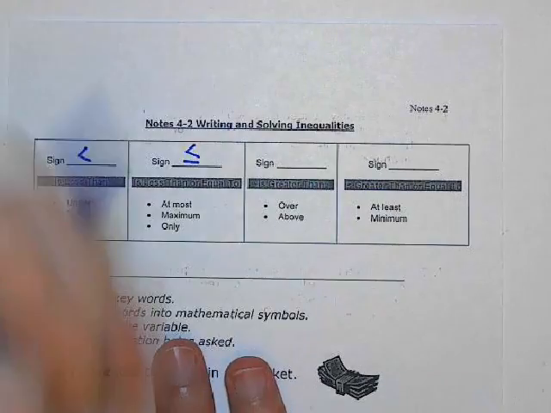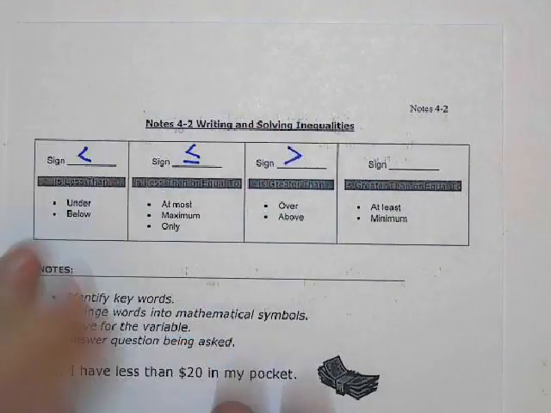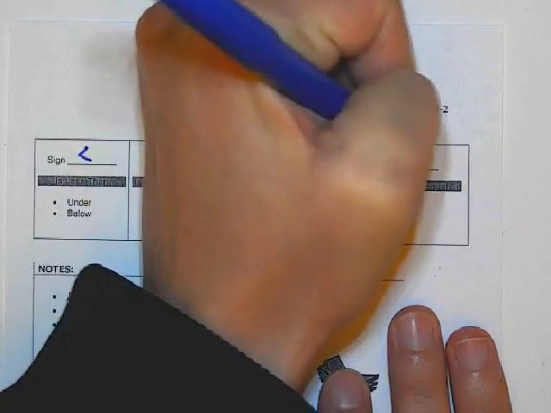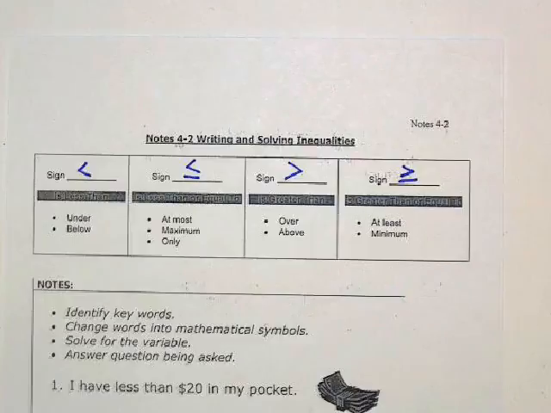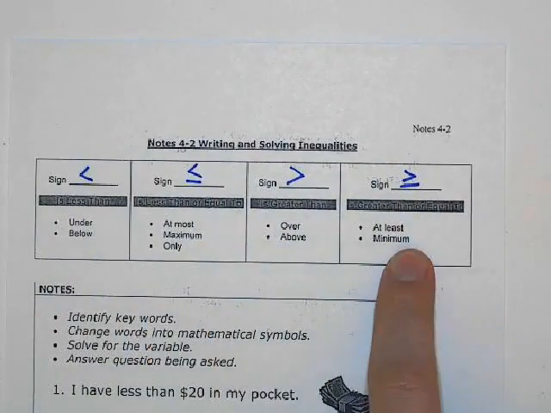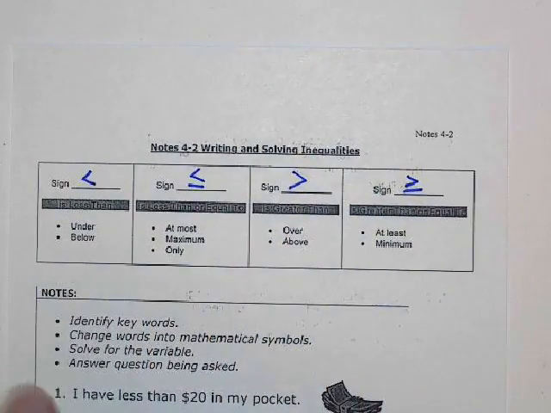Over and above? Greater than. At least and minimum? Greater than or equal to. Okay? So these are our 4 inequalities. And if you see one of these words in the word problem, that is just telling you which inequality to use. Okay?